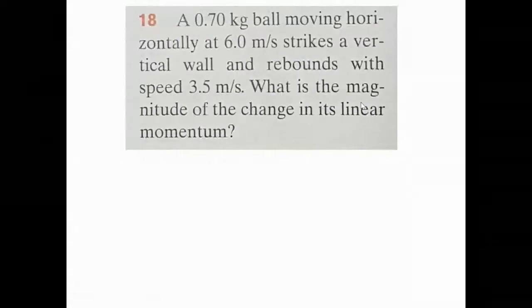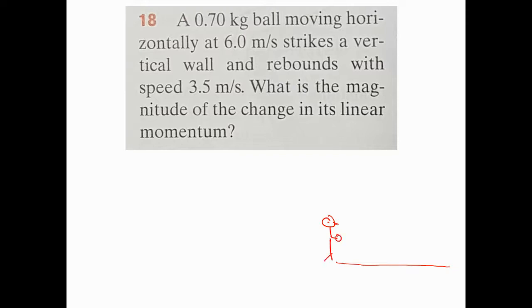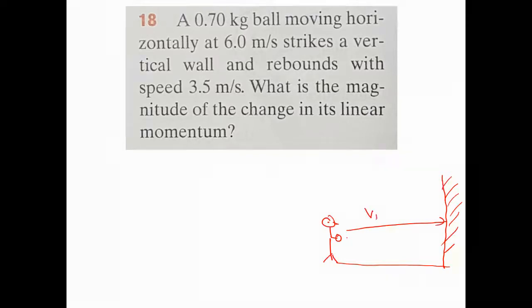Okay. Let's move to our second question. What is given in the second question? A 0.7 kilogram ball moving horizontally at 6 meters per second. Brother, just look at the diagram: a person having the ball in his hand is going to throw the ball at the vertical wall. So you have a wall here. He is throwing the ball horizontally, and the ball is moving with a velocity. That means the initial velocity is given. What's the value? 6 meters per second.